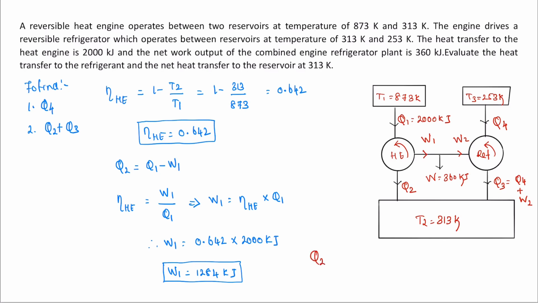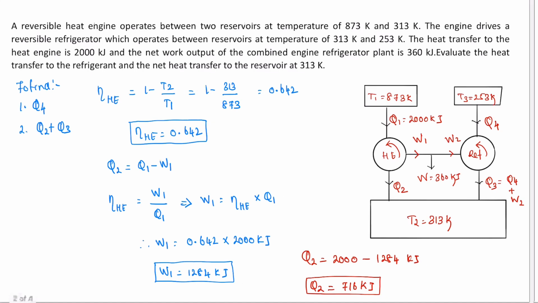That is, Q2 is equal to Q1, which is 2000, minus W1, which is 1284 kilojoule. From this, the value of Q2 is calculated as 716 kilojoule. Now we have found the value of Q2. Then you should find the value of Q3. We have Q3 is equal to Q4 plus W2.